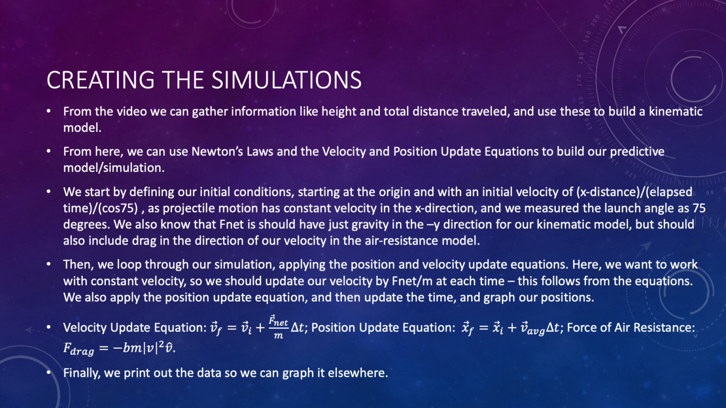We start by defining initial conditions, starting at the origin with an initial velocity as given. And we know that our projectile motion has constant velocity in the x direction, and that our launch angle was measured at 75 degrees. We also know that F net for the kinematic model is just gravity in the negative y direction, but for our drag model, we also have drag in the direction of velocity, as given by this equation below. Finally, we print that data out after we loop and update so that we can use that for data collection and graphing.